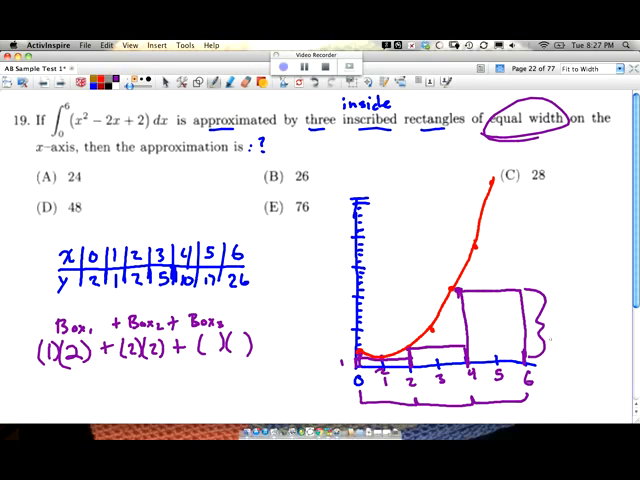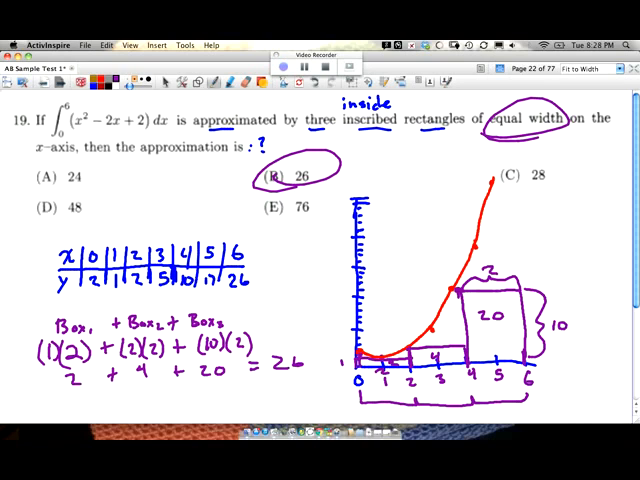And how tall is that? Well, the height of this box is 10, and the width is 2, so it's going to be 20. So this is 10 by 2. So we got 2 plus 4 plus 20 equals 26. The answer is B. What? Like for real? Yes, it is. That's exactly what it was. Because the approximation says inscribed, and that means that the rectangles have to be inside. Ooh. All right. So what's next?